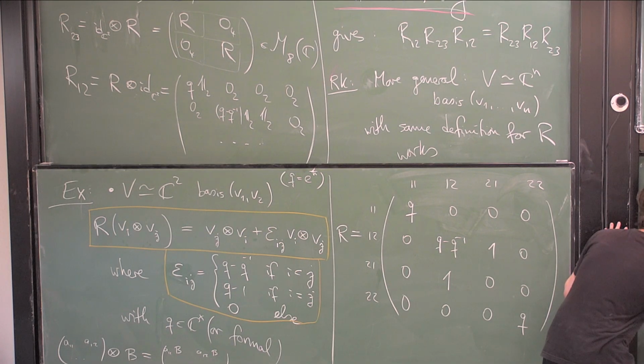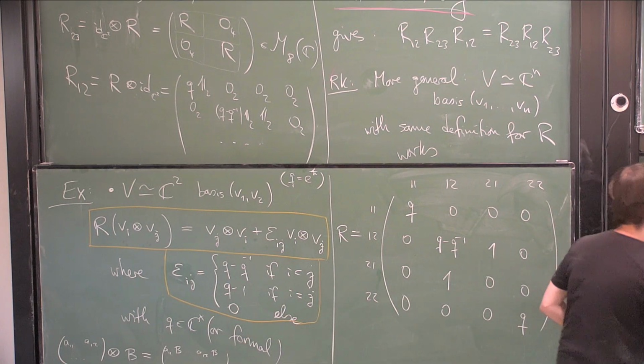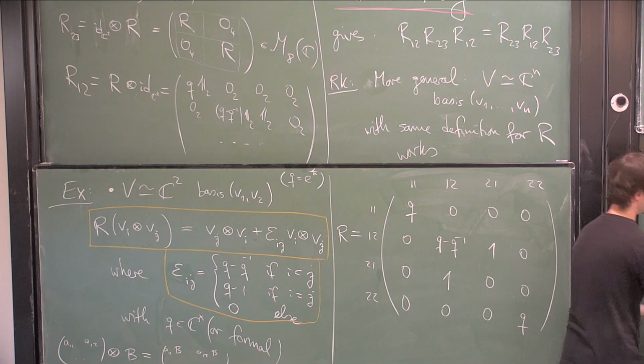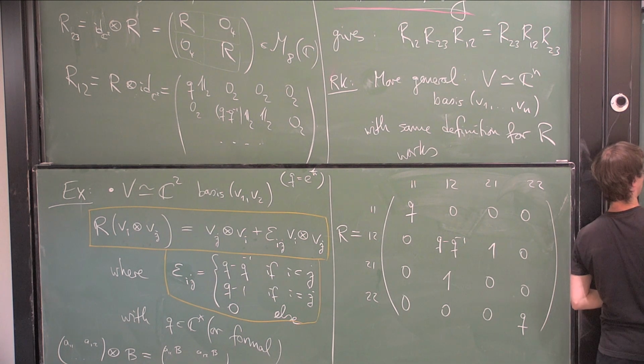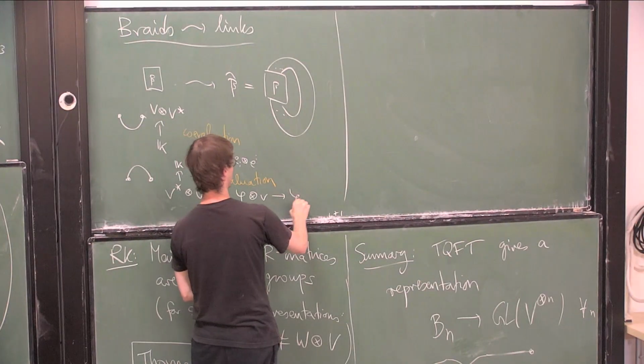So it goes from K to V tensor V star. This is what we call the co-evaluation. And remember, it was just given by 1 goes to the sum of e_i tensor e_i. And there was this other one, which goes from V star tensor V to K, which is this evaluation map, which to a linear form and a vector associates the evaluation.